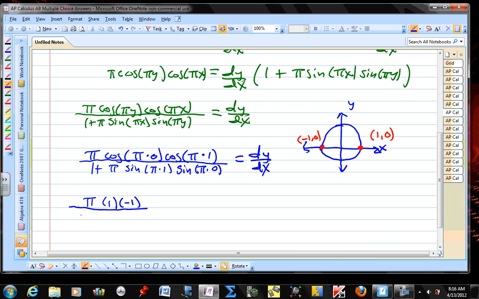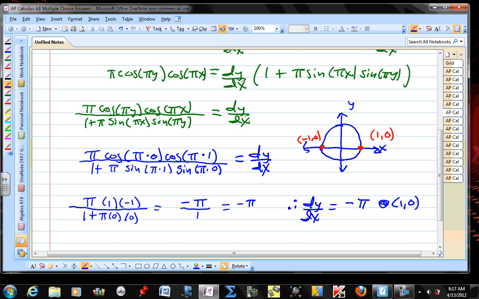And now we'll divide by 1 plus pi times the sine of pi times 1, or the sine of pi, which is 0, times the sine of pi times 0. The sine of 0 is 0. So we get 1 times negative 1 times pi in the numerator, and 1 plus 0 in the denominator. So we can conclude that dy/dx equals negative pi at the point (1, 0).